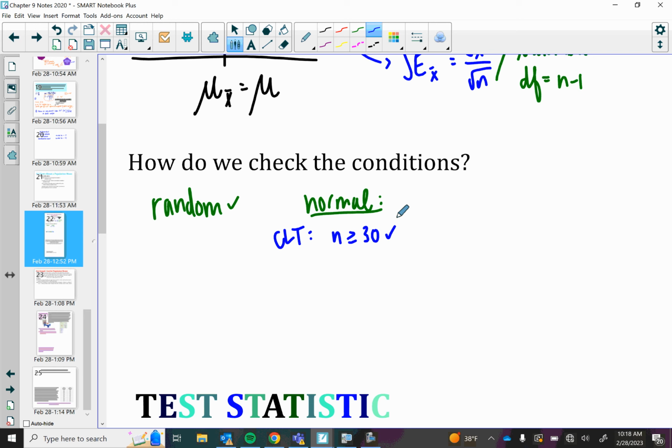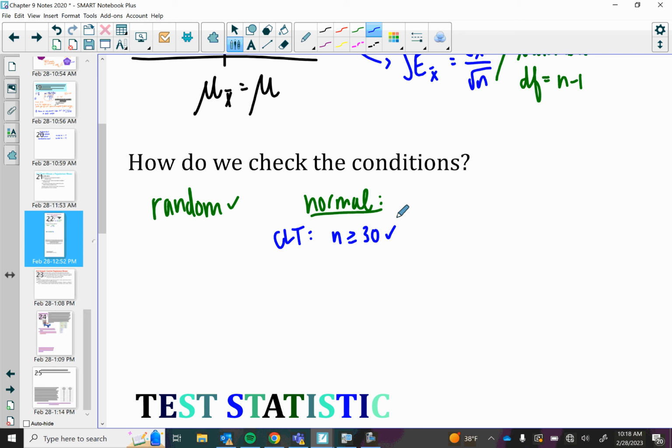So what do we know about inference for a population mean? What does our sampling distribution look like? We're talking about the sampling distribution of sample means, so all of these are X bars in here. The mean of the distribution is equal to the true mean. The standard deviation is equal to the population standard deviation over the square root of n.